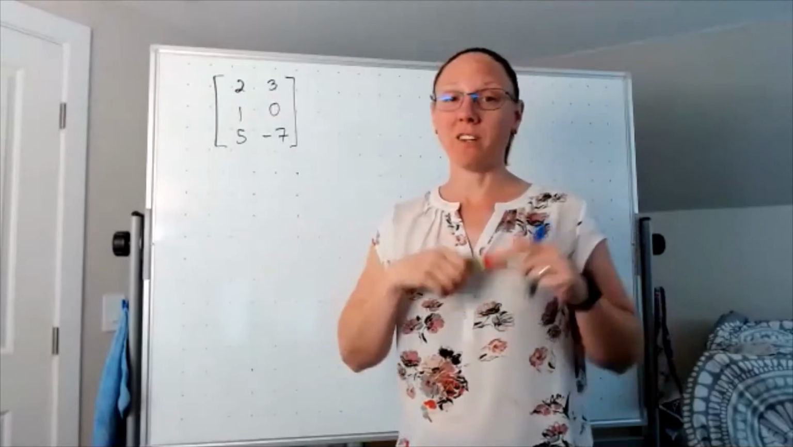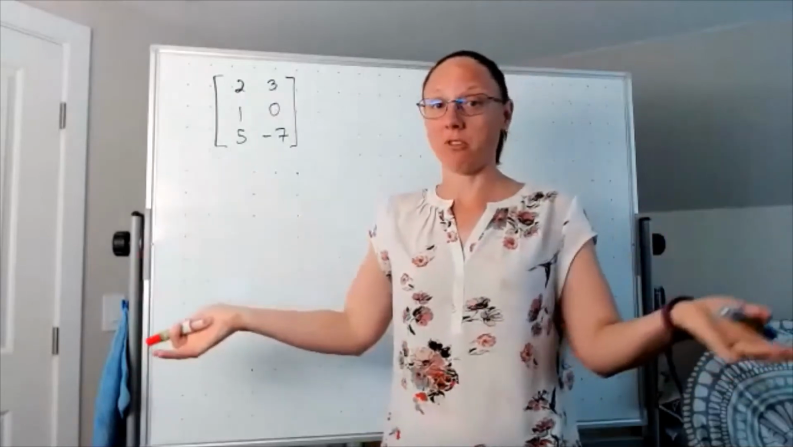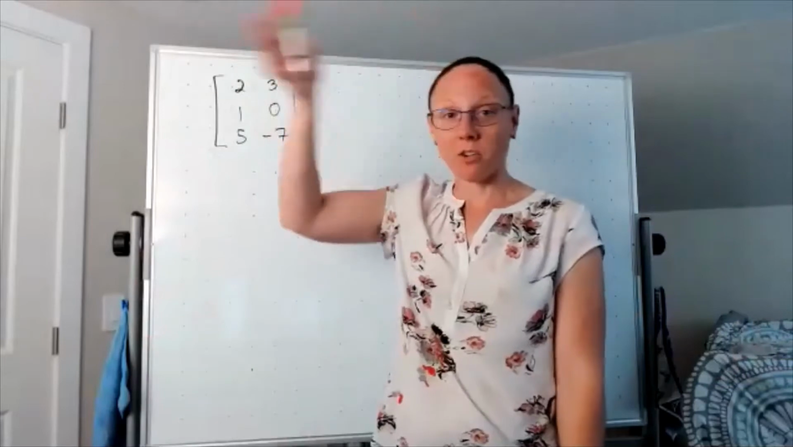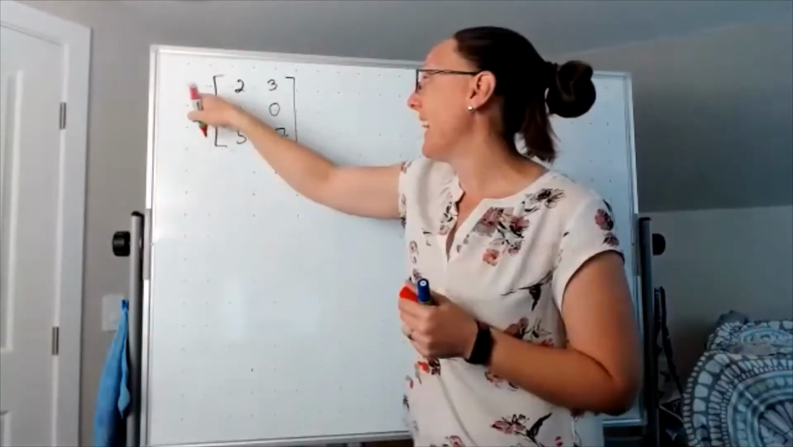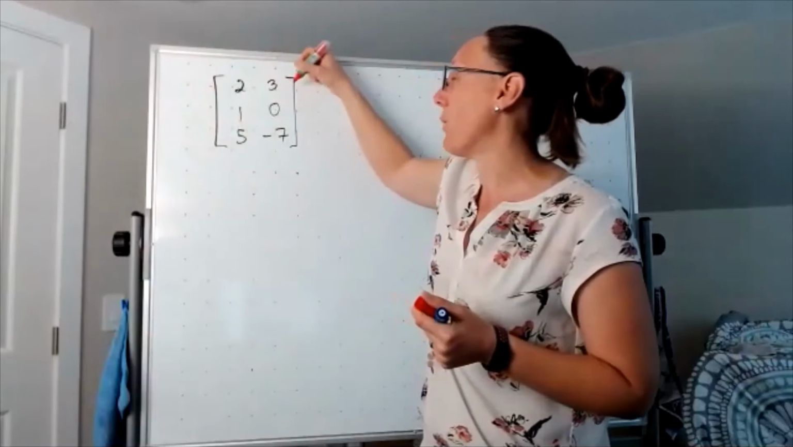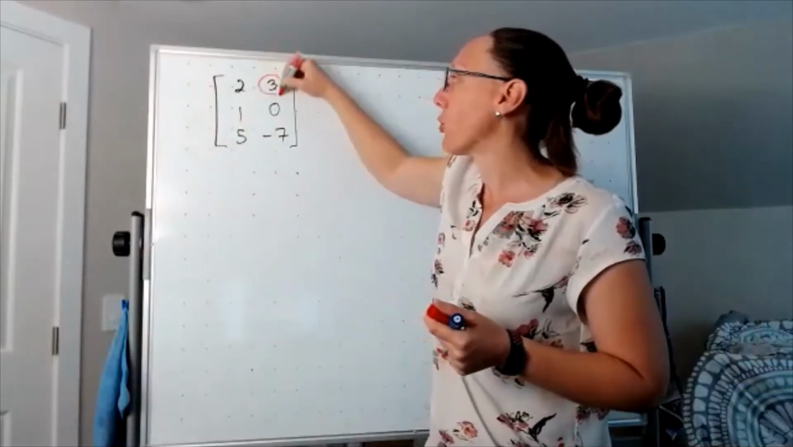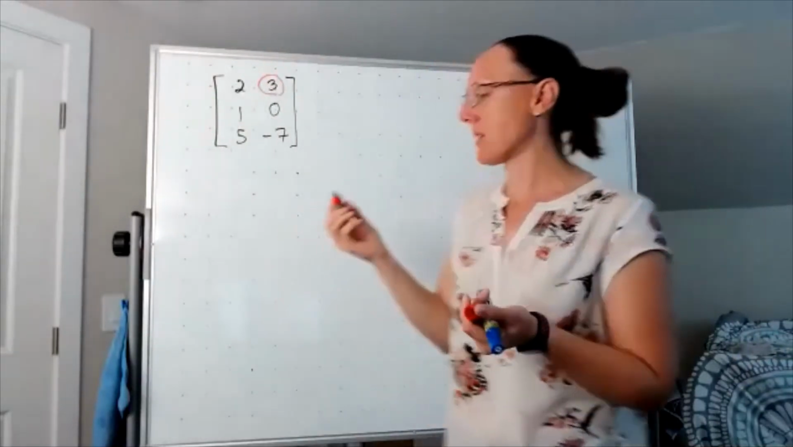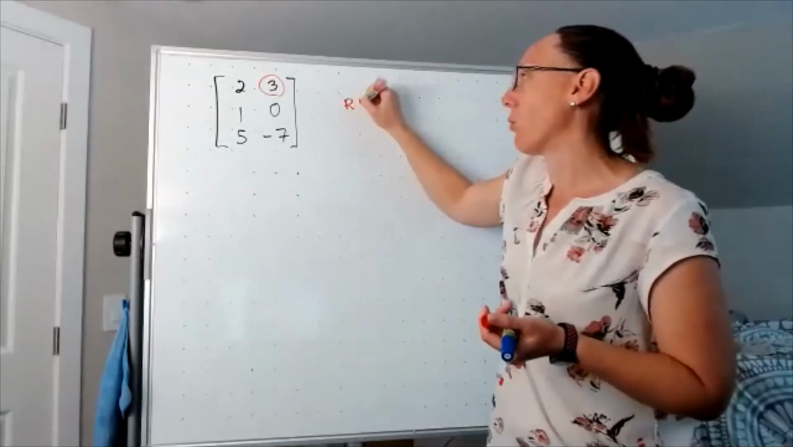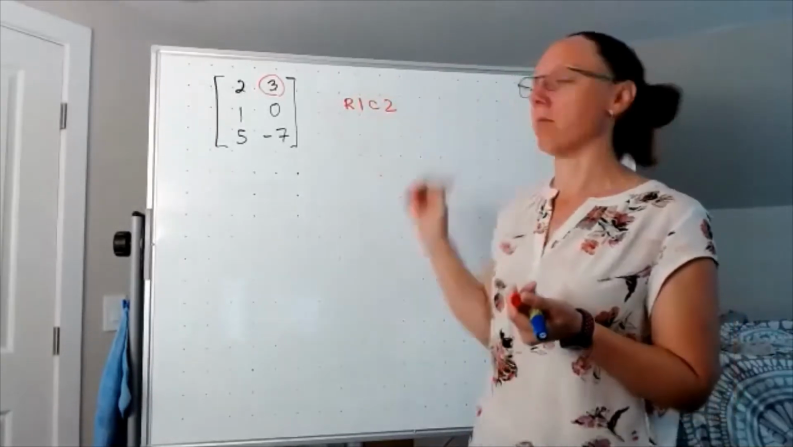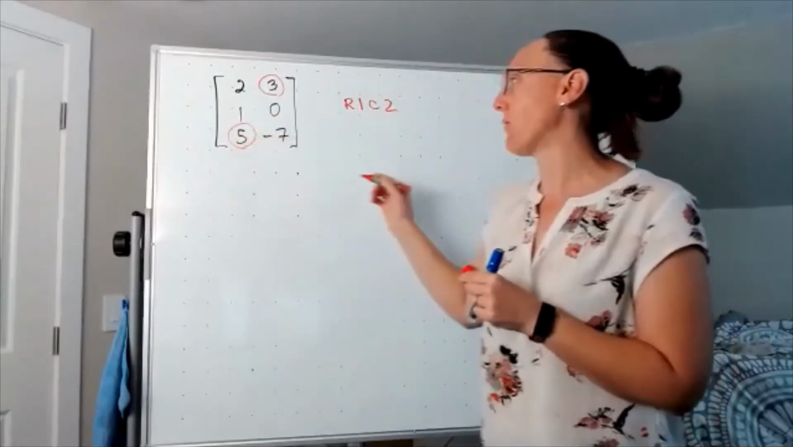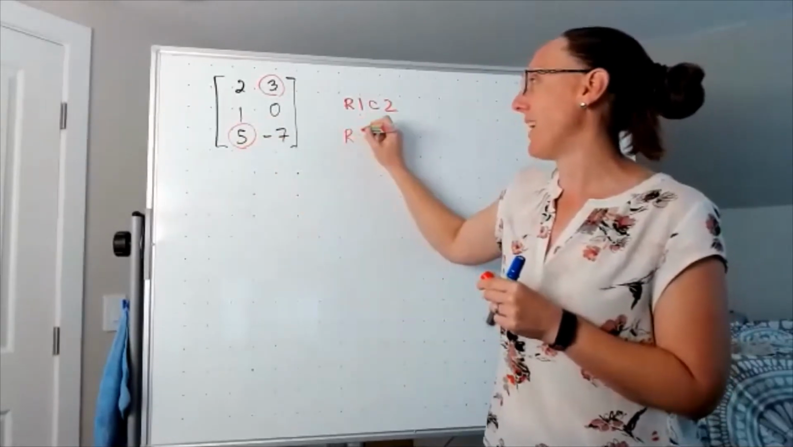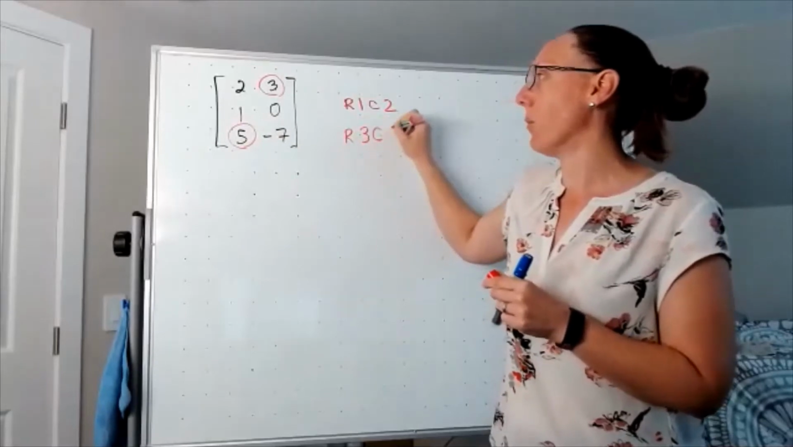If you've ever used an Excel sheet, you're used to matrices. You know how the columns are labeled, how the rows are labeled. And so if I wanted to grab the number 3 out of this matrix, that would be in row 1, column 2. If I wanted to grab the number 5 out of the matrix, that would be in row 3, column 1.